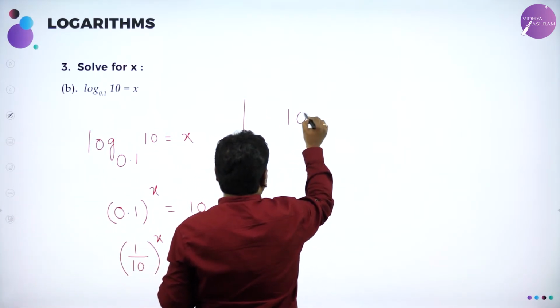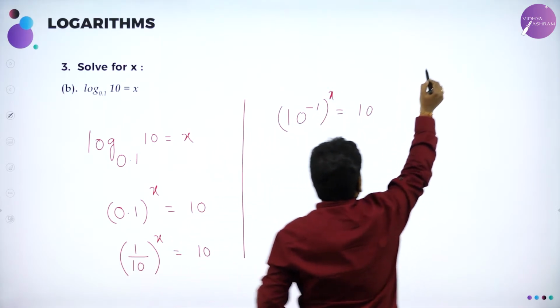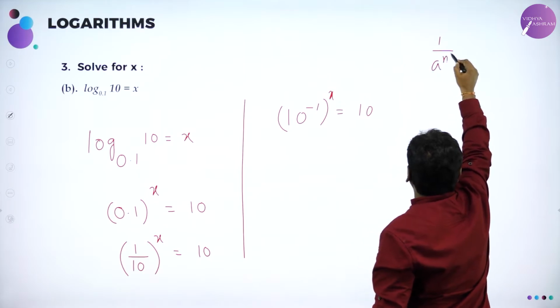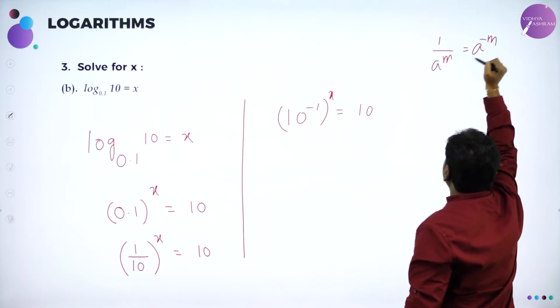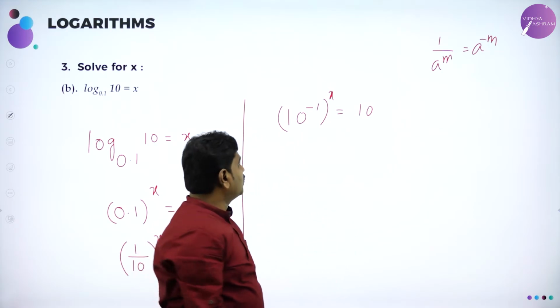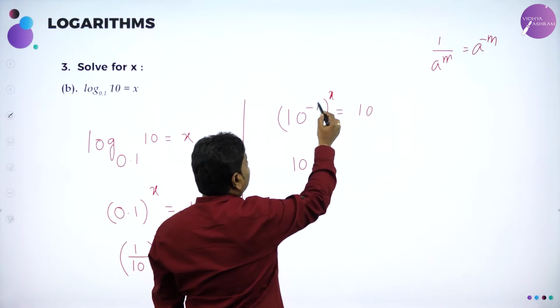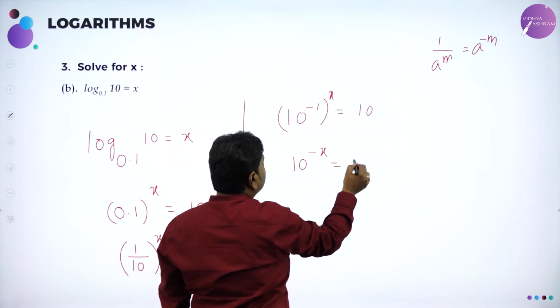Can I write it as 10 power minus 1, the whole power x equal to 10? All of you know 1 by a power m can be written as a power minus m. So 1 by 10 can be written as 10 power minus 1. 10 power minus 1 whole power x is 10, or a power m whole power n is a power m into n, so minus 1 into x is minus x is equal to 10.